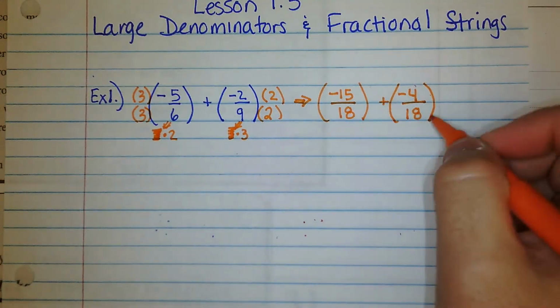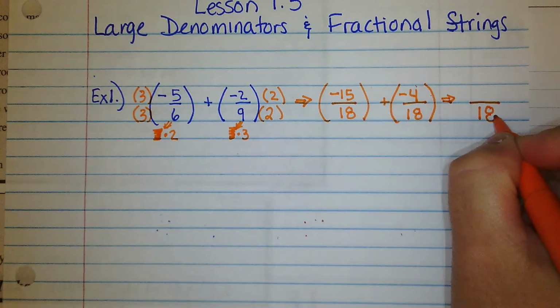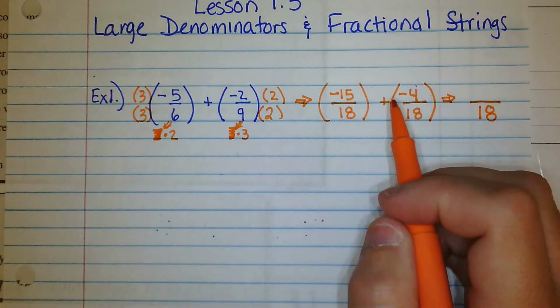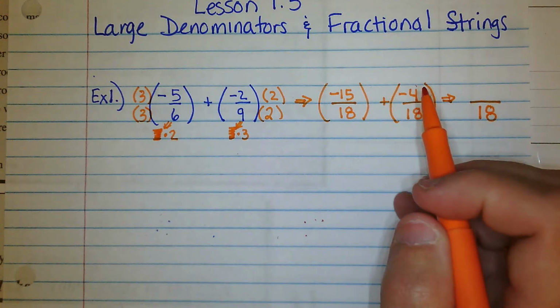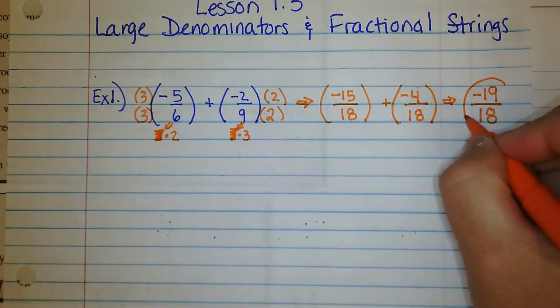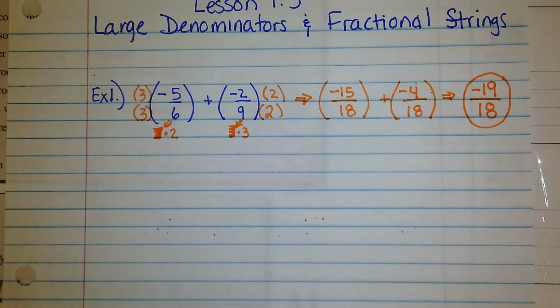But if you have a common denominator, our last step is to keep it. And then this is negative 15 plus negative 4. And remember, 2 negatives added together give you a bigger number of negatives. This can be a negative 19, because they're on the same team. And we're done with that one.